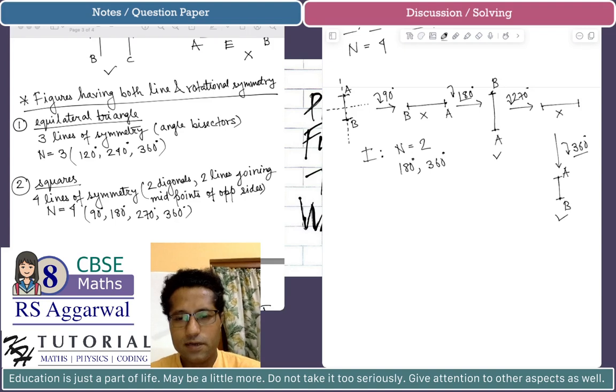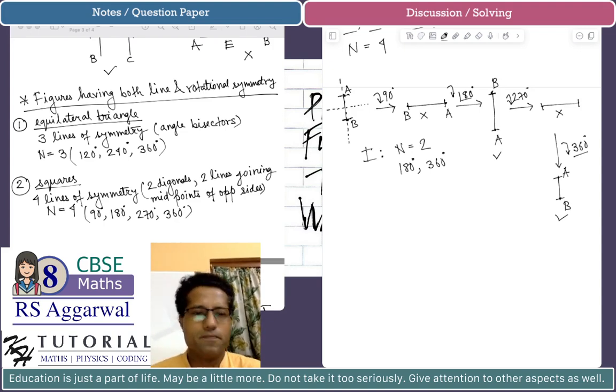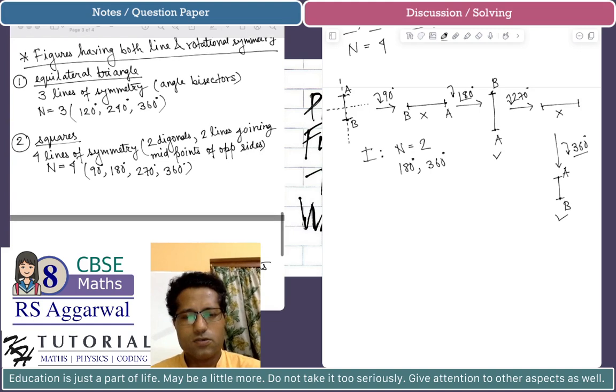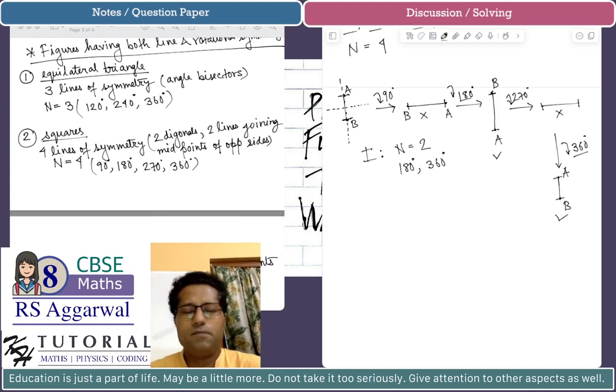They are 120 degree, 240 degree and 360 degree. Okay. So an equilateral triangle has both lines of symmetry, that is, it has both reflection symmetry and rotational symmetry. Squares also, we have seen that a square has four lines of symmetry.